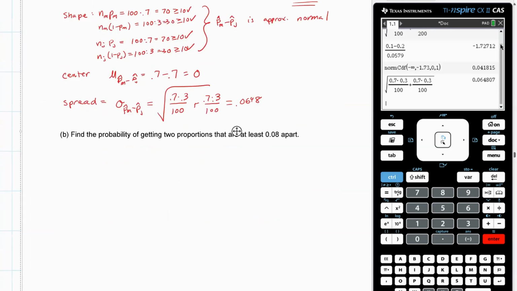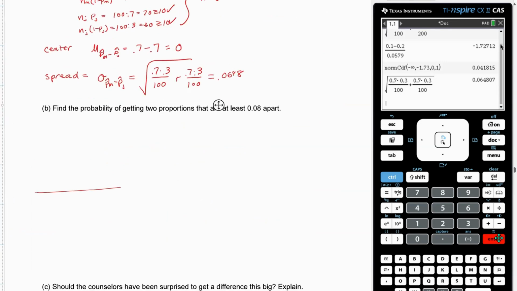All right, I've got a normal distribution centered at 0 with a standard deviation of about 6%, 6.5%. So one standard deviation up, 0.065, another standard deviation, about 0.13, negative 0.065, and negative 0.13.